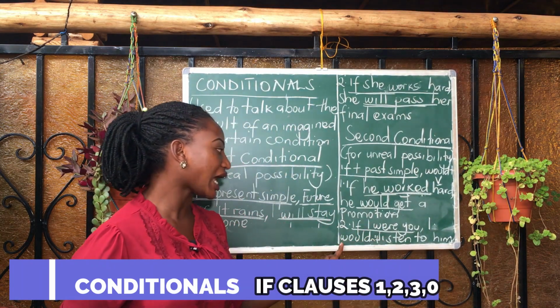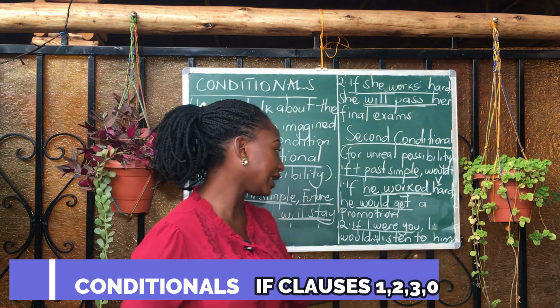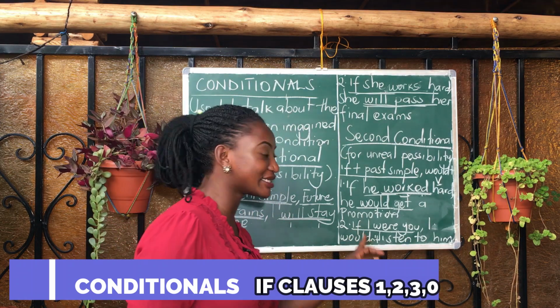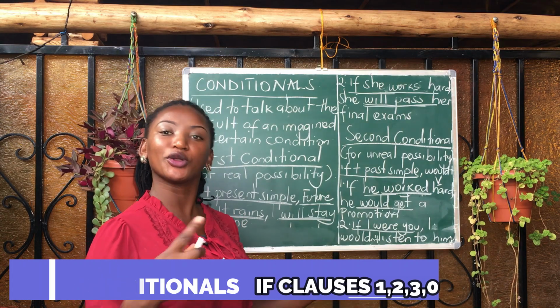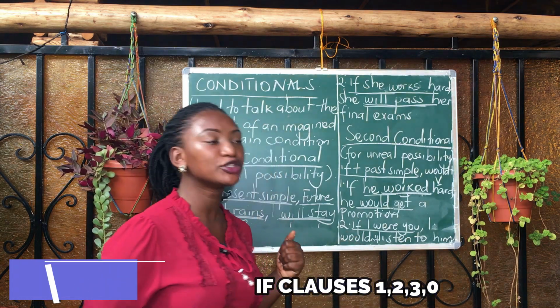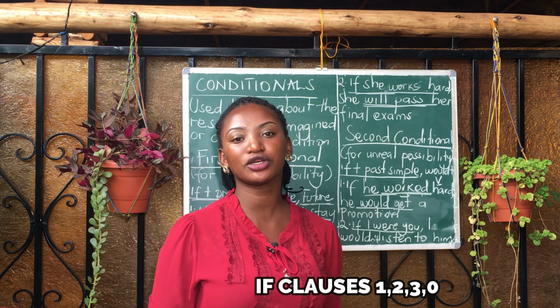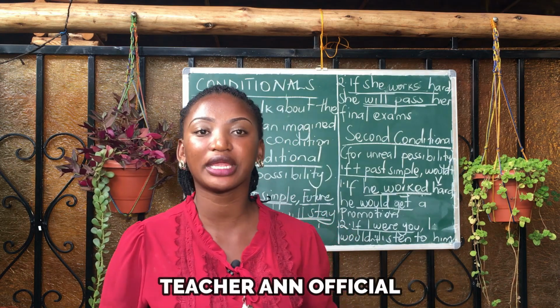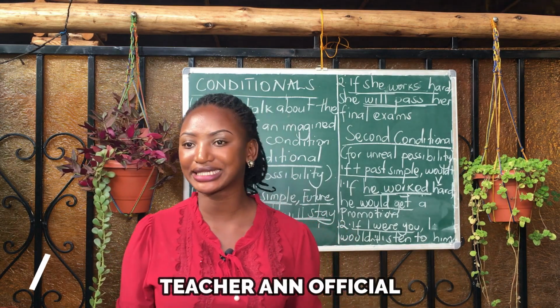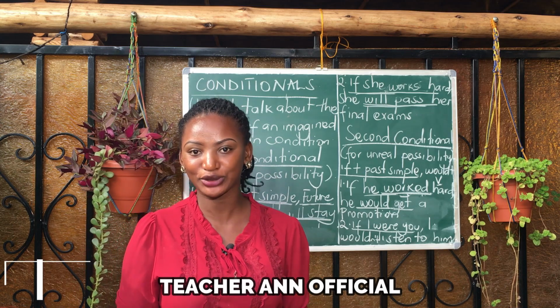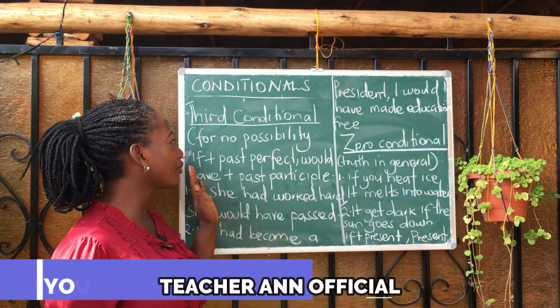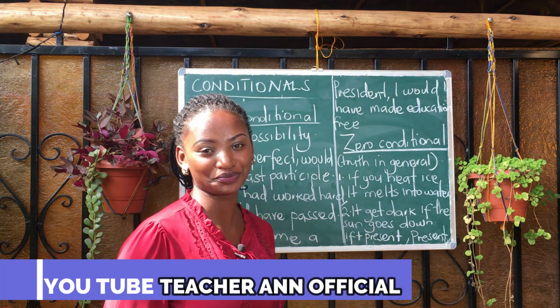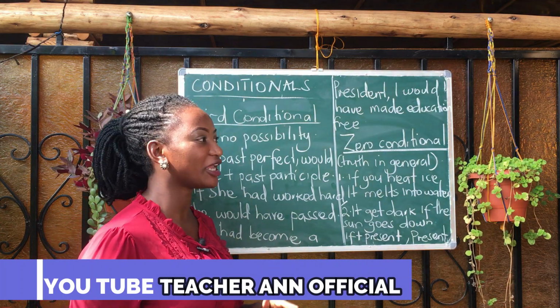If I were you, I would not listen to him, meaning that you're not this person, and meaning that you're not listening to him. So basically, in second conditionals, we are looking at unreal possibility, things that are not happening anytime soon. Our third type is third conditional, as some of you call it if 3.